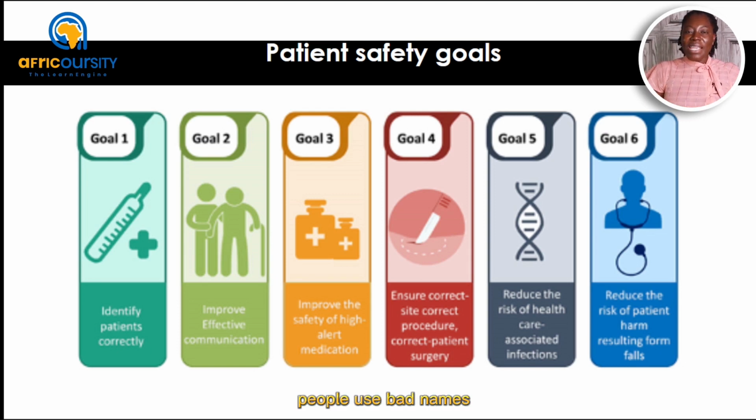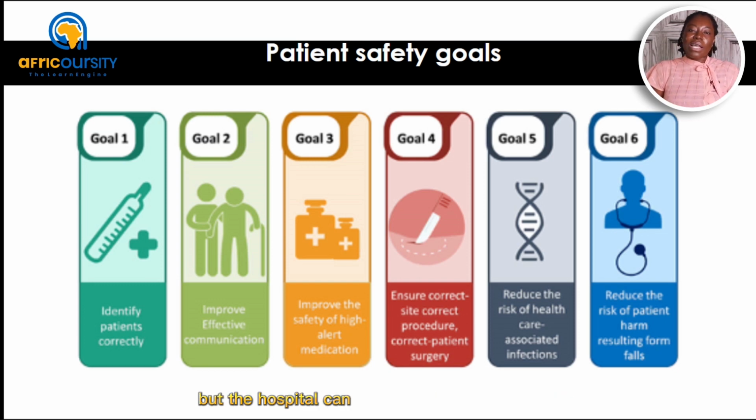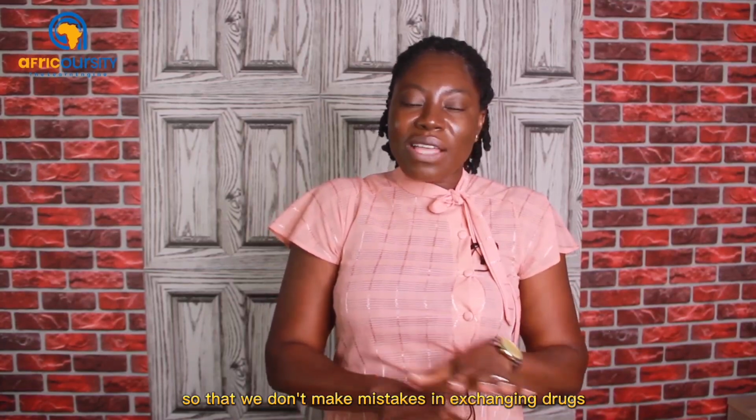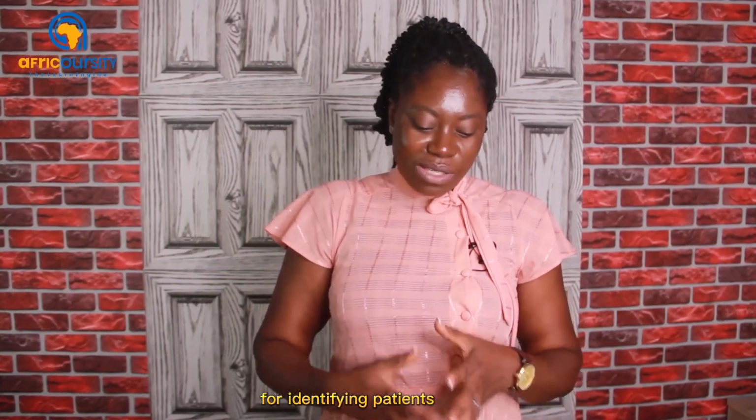People use bed names, people use ward names to identify some patients, but the hospital can decide on correct identifiers. Like you want surname and date of birth, you want MR number or identification numbers peculiar to the hospital, and date of birth. I mean, a hospital can come out with these two identifiers so that we don't make mistakes in exchanging drugs, exchanging lab samples, ensuring that you are giving the patient the correct medication. These are all checks and balances for identifying patients correctly.